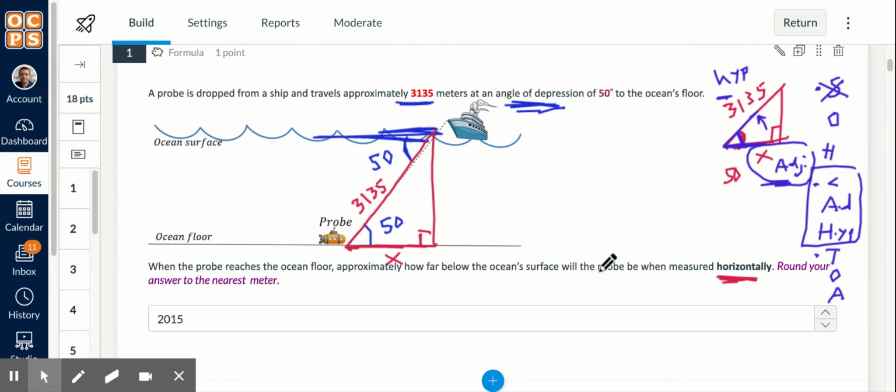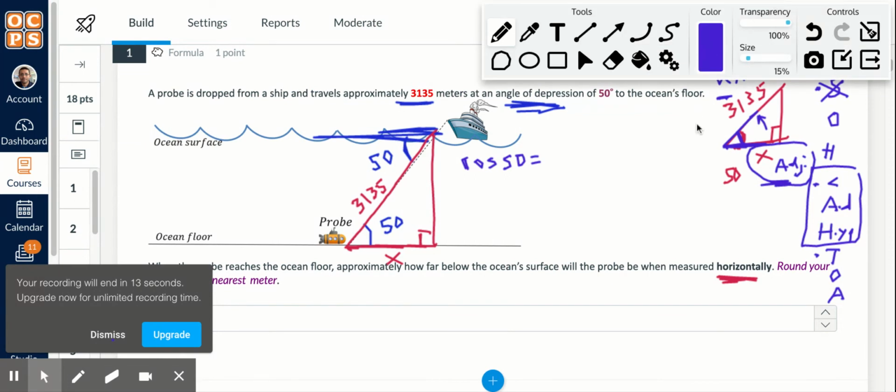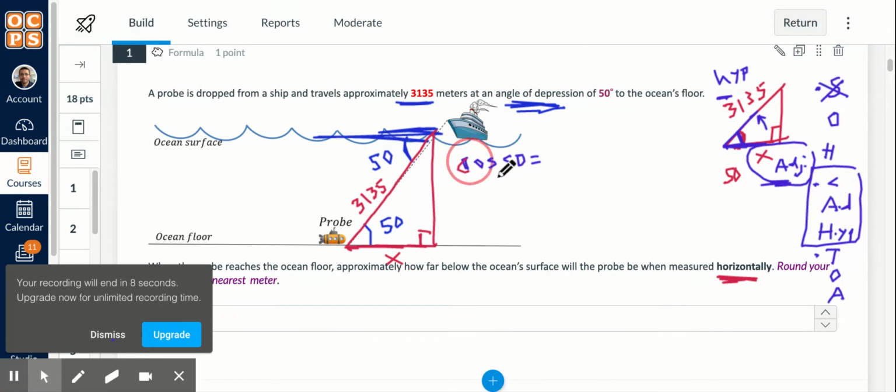That means I'm going to use cosine. All right, so again, make my right triangle, identify the two sides, and depending on the two sides, I'm going to go to my trigonometry ratios and see if I'm going to use sine, cosine, or tangent. Right now I'm going to use cosine. So cosine of 50 equals adjacent over hypotenuse. My adjacent is x.